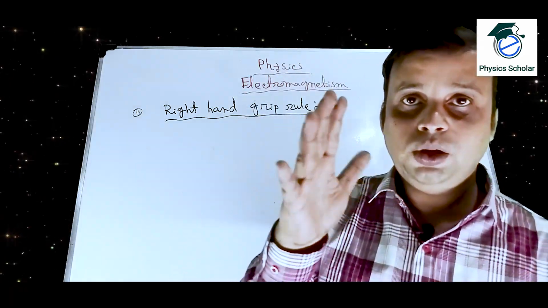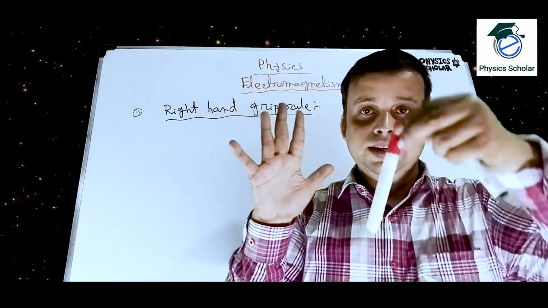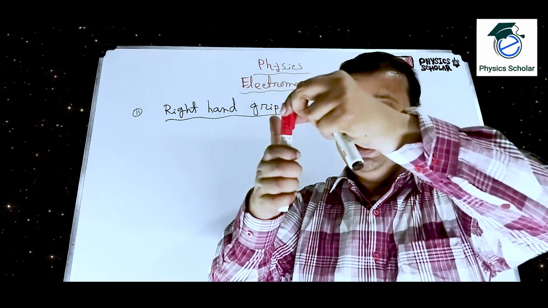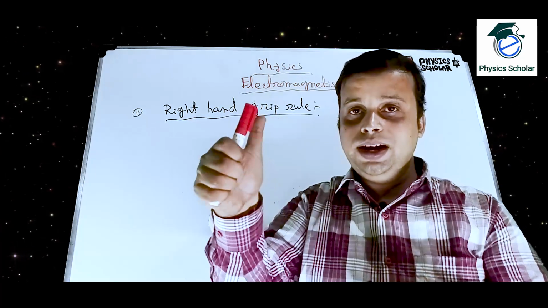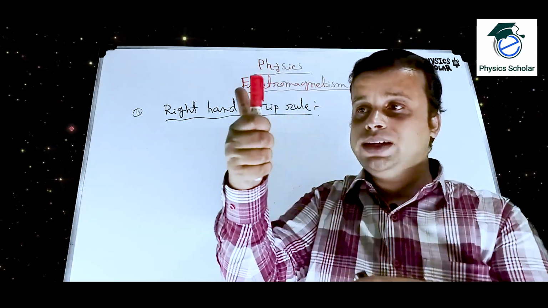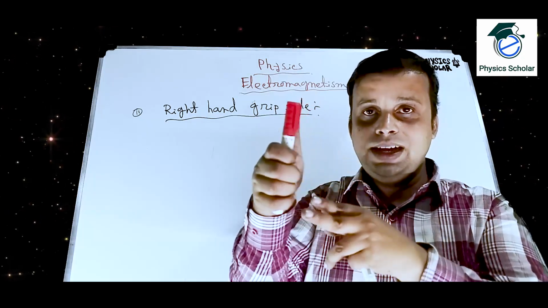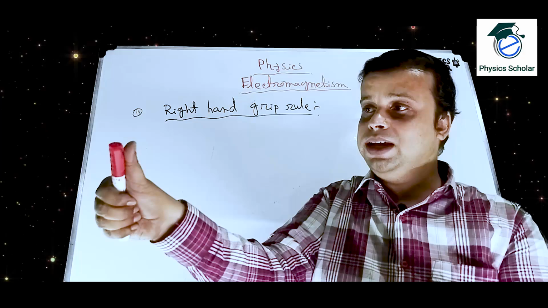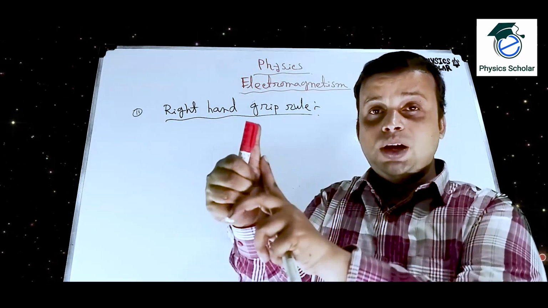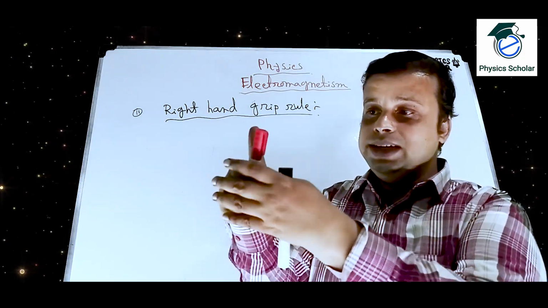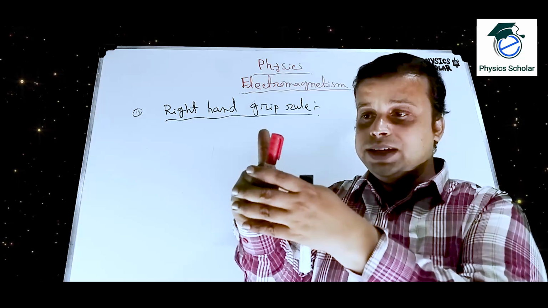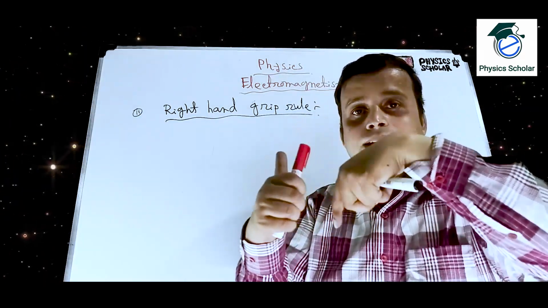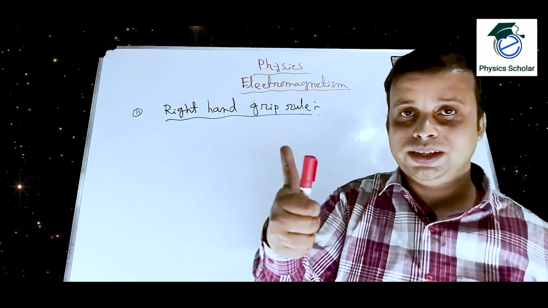Very easy. So suppose this is my right hand. Clear? Suppose this is the current carrying conductor. So if we grip the conductor with the 4 fingers of our right hand, clear? And if the thumb indicates the direction of flow of current, then the direction of the 4 fingers will be the same as the direction of the magnetic line of force. Clear?